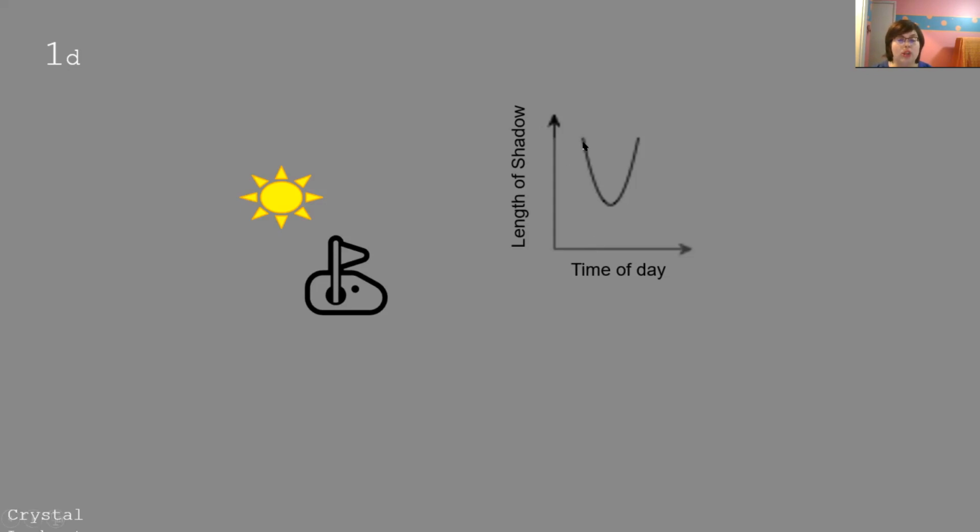We have a long shadow, where the length of the shadow is on our y-axis, and the time of the day is on our x-axis. And then as we get closer to noon, we have less of a shadow. And then after we get past noon, our shadow gets longer again. And you will notice this U shape or the curve in our graph, that is a parabola.